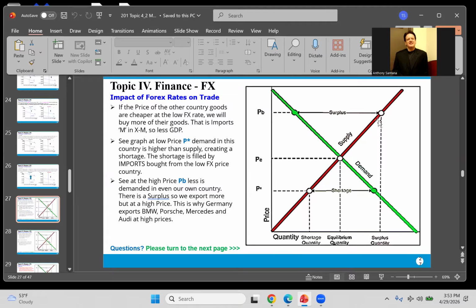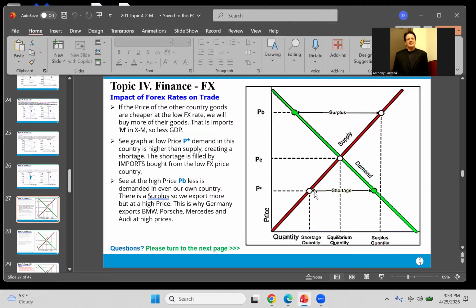So what do we have here? We have a lot of supply of BMWs in Germany and much lower demand for BMWs in Germany. We have a surplus. So what's Germany going to do with all these $70,000 cars? Well, if they can't sell them in Germany, they're going to sell them in the US, they're going to sell them in China, they're going to sell them elsewhere. So if you have a surplus, that means the country is going to have exports, and therefore their GDP is going to go up.